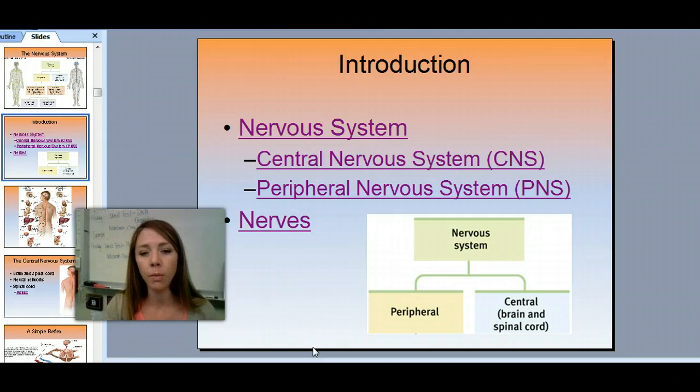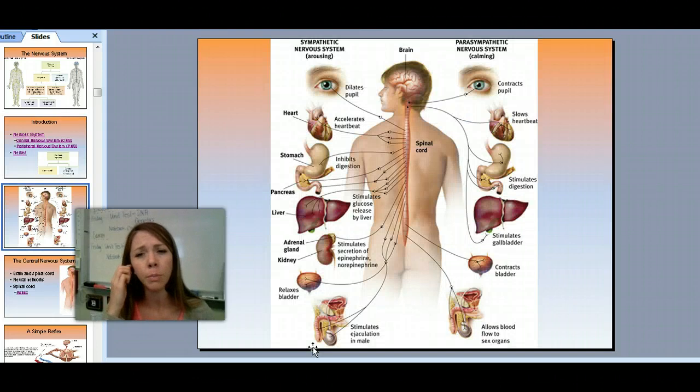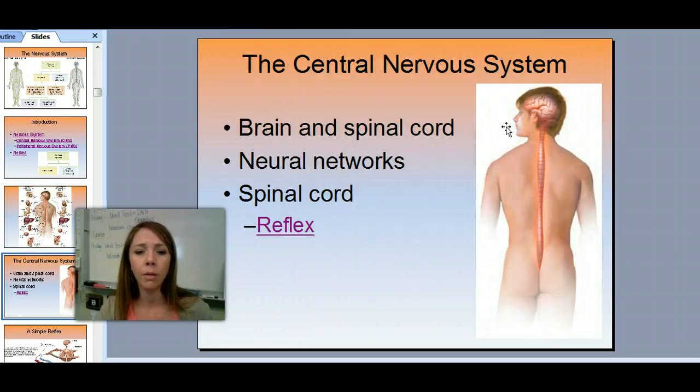The nervous system is made up of nerves, and we talked about how those are made up of neurons, right? So a neuron is a cell. They bundle together to make nerves, and then those nerves pull together to make the nervous system. Here is my sympathetic and my parasympathetic. Again, remember, here's my arousing, accelerates heartbeat. My calming one is going to slow down my heartbeat. Central nervous system, and so on.